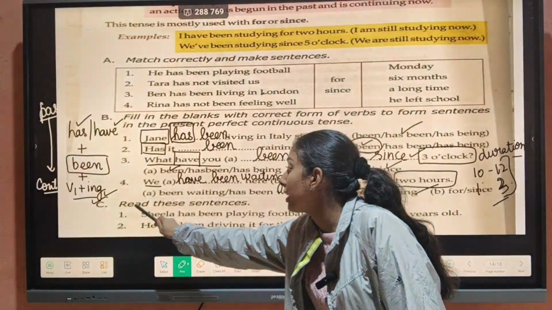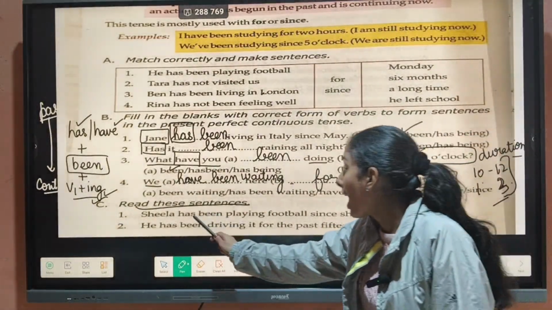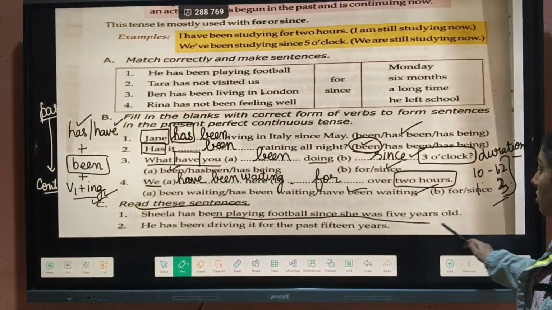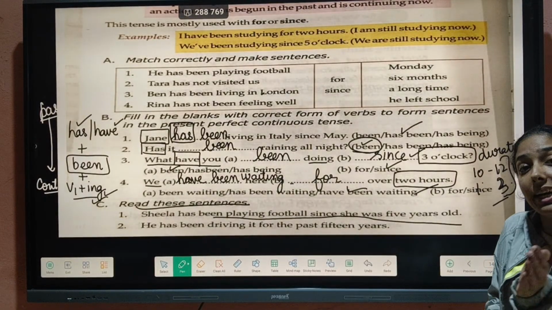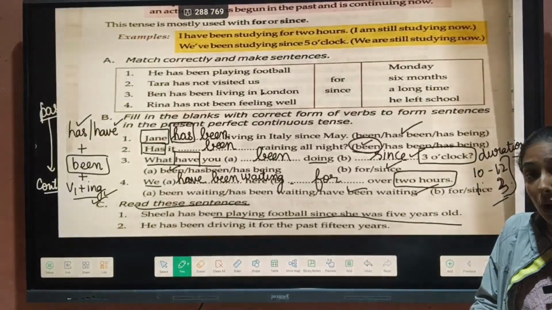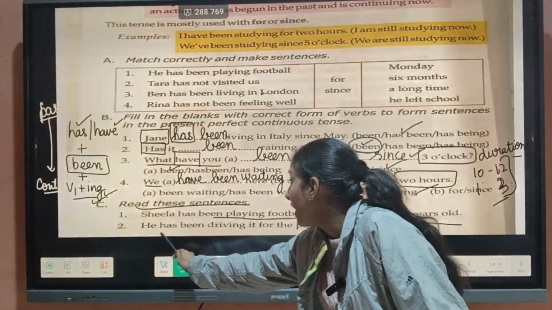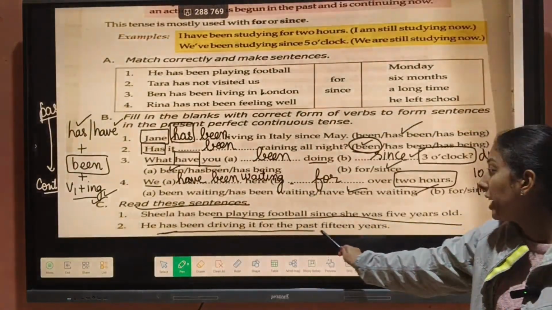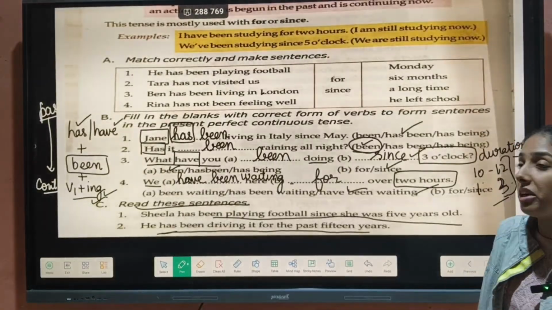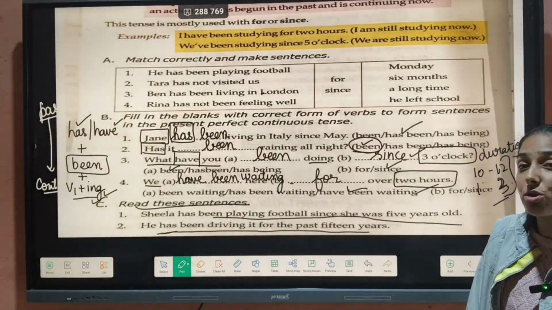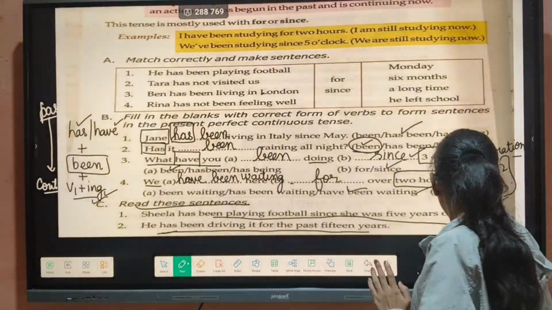Now, next exercise, beta C part. Read these sentences. Sheila has been playing football since she was 5 years old. When she was 5 years old, from then she started playing football. Means she is playing still. He has been driving it for the past 15 years. From last 15 years, he is driving.